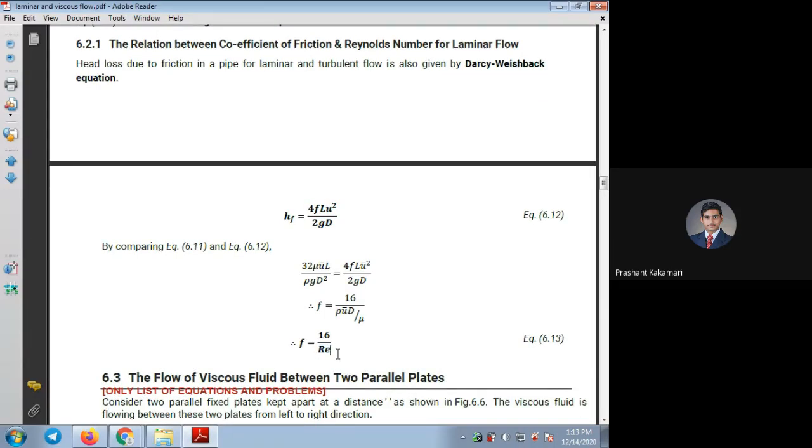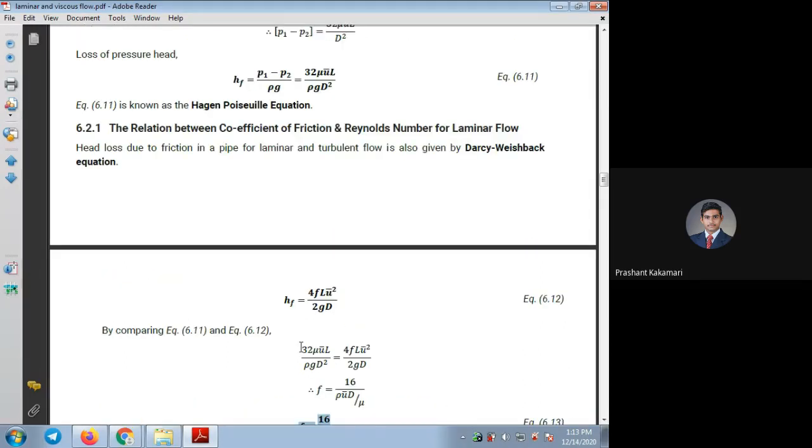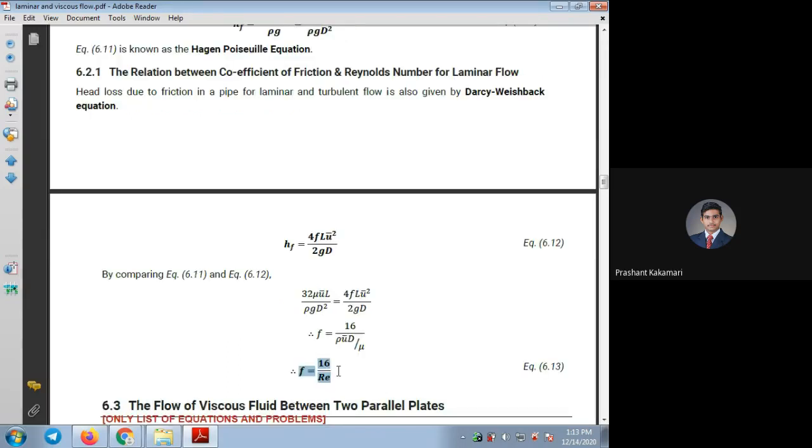To say that the friction factor is dependent on the Reynolds number, they have taken the Darcy-Weisbach equation for head loss due to friction, and they have taken the Hagen-Poiseuille equation, head loss due to pressure loss, and both they have equated to explain that the coefficient of friction is 16 by Re, meaning it is dependent on the Reynolds number only.